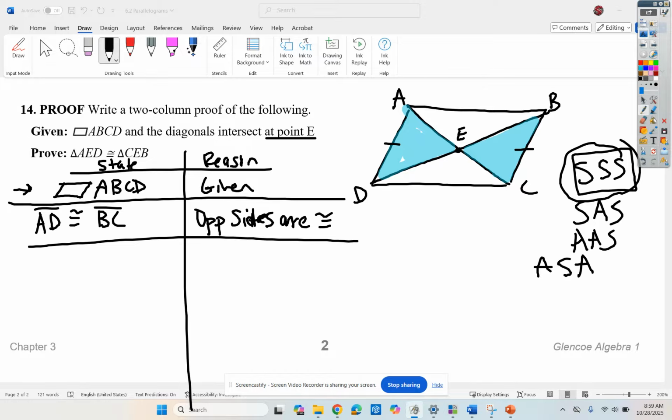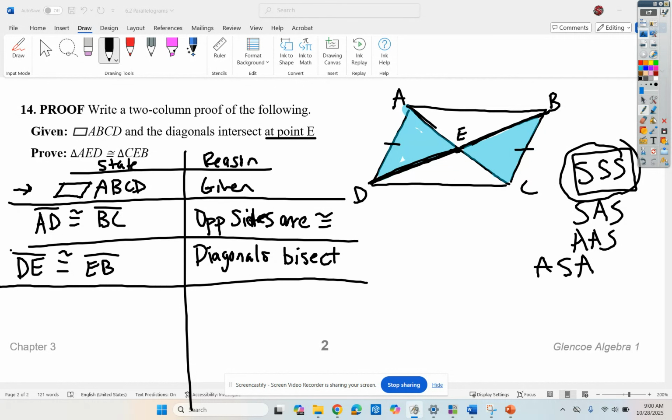Another very important property of parallelograms is that the diagonals bisect each other, which means that E is technically the midpoint of both of those segments. Now, I don't need to say anything about midpoint because the property says the diagonals bisect each other, which is enough to show that we have two segments that are equal. So in this case, we have DE, which is this bottom part, congruent to EB. And then we're going to do exactly the same thing for the other diagonal.